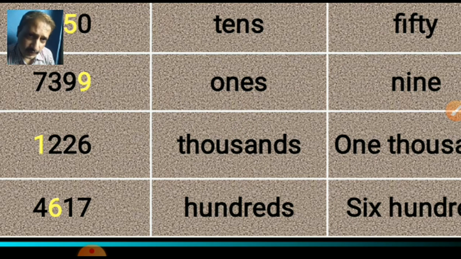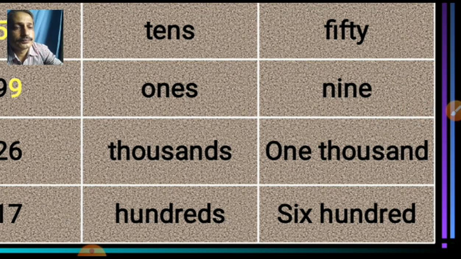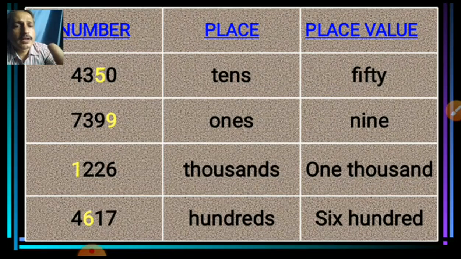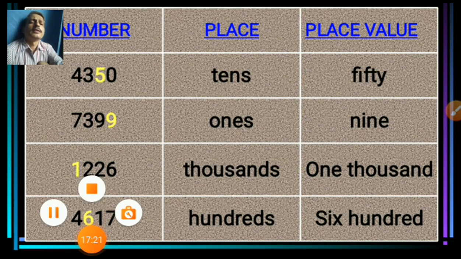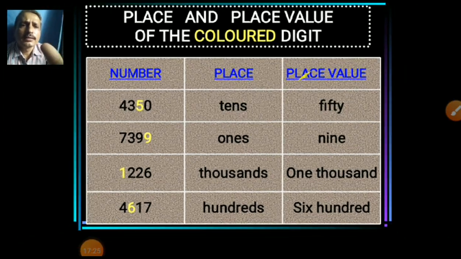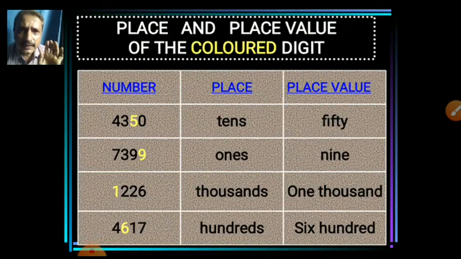4, 6, 1, 7. 6 is colored with yellow. So 6 is in the 100th place. 100 place, 6 into 100. 600 is the answer. Correct? Does anyone have a doubt for this one, students? Still now? No one has a doubt now. Clear? Colored numbers are very easily understood.